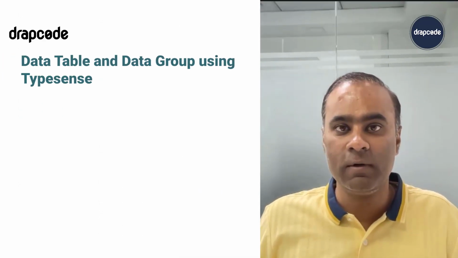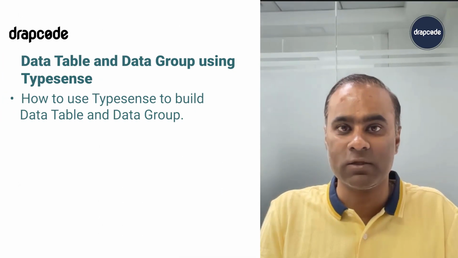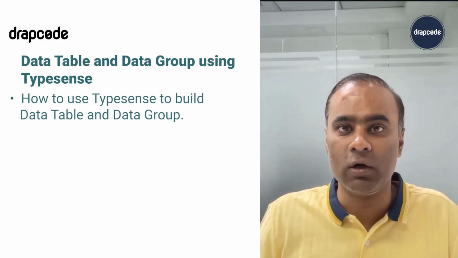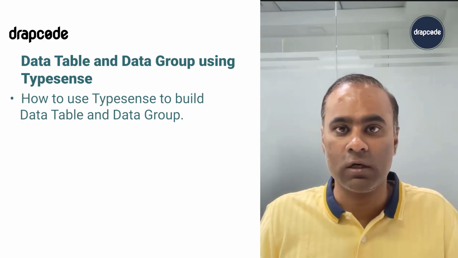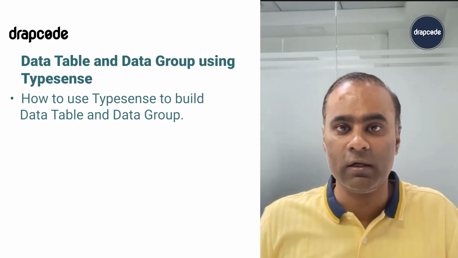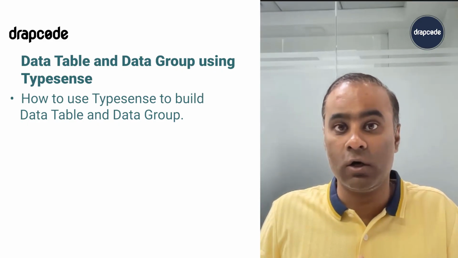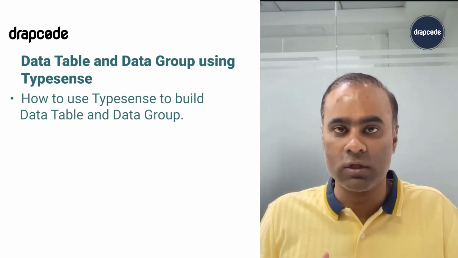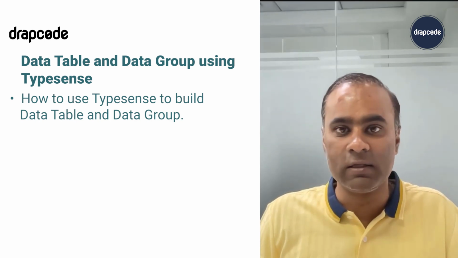So in this video we will understand how to use Typesense to build data group and data table. We have integrated this plugin called Typesense where you can search across hundreds of thousands or millions of records in a fraction of a second, right? It's a very powerful search alternative to Elasticsearch and Algolia, where you can build your own search capability within your data in Trapcode. Let's see how that can be done.